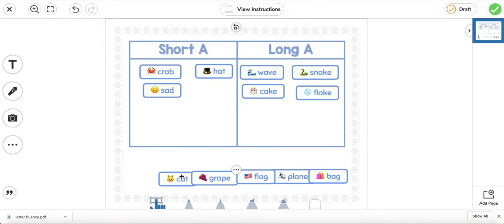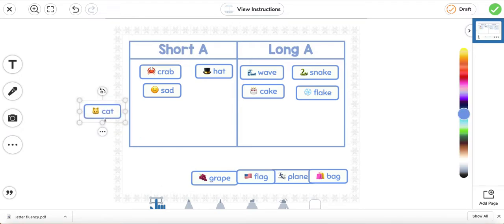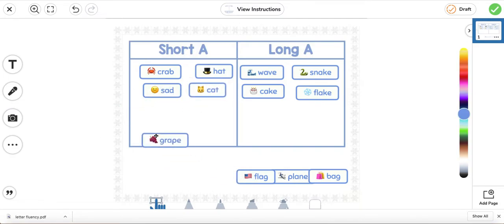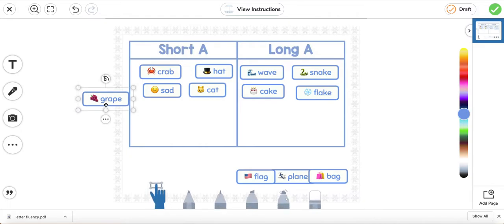Let's look at the next word. What is that? Cat. Does it belong in the short A or the long A column? Short A. It makes the A sound. Let's look at the next picture. Can you sound it out for me? Grape. Long A. So we're going to put it over here. Let's look at our next word.